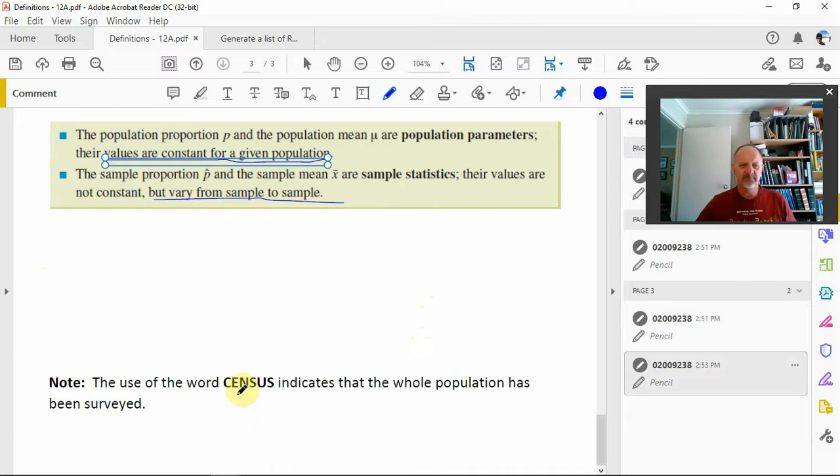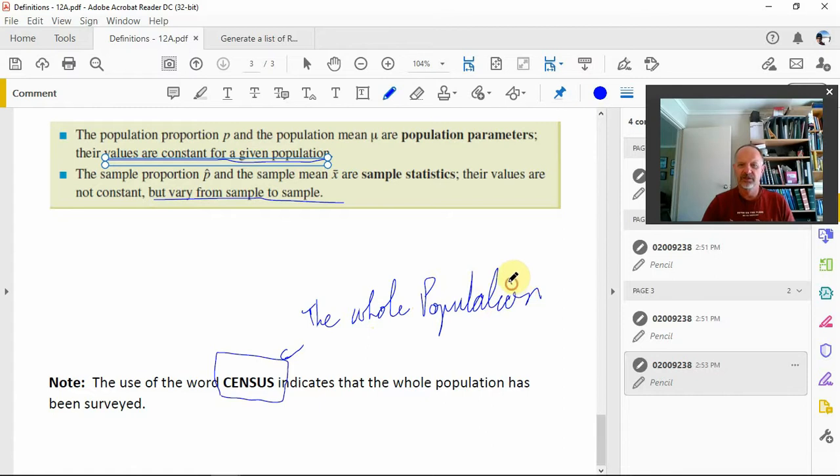One last thing: if you see the word census in a question, it means that the whole population has been asked. If we go back to our WHS students as our population, then every single one of those students would have been asked the question, and every single one would have responded. So if you read the word census, you know it's a population. Census, population.